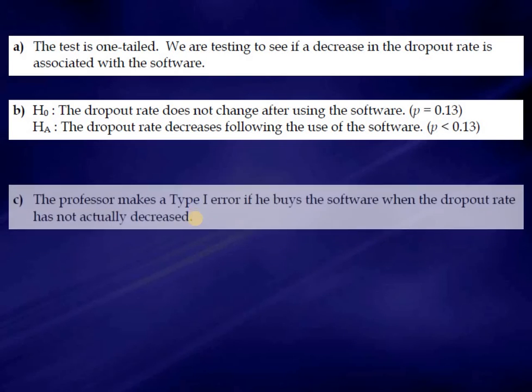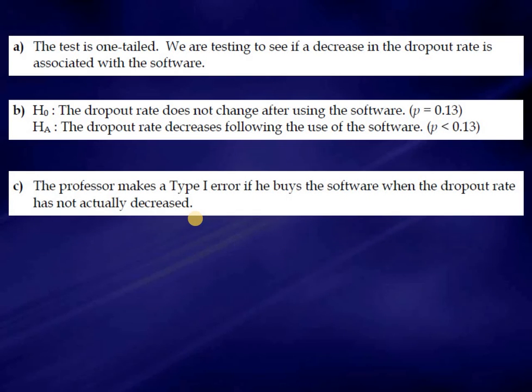true. So the type 1 error is if they go with the software, thinking it's going to help, but in fact it doesn't. Happens all the time in education. Some of these presentations are like, oh my gosh, you've cured cancer. If we use these textbooks, everything is going to be, no, they're just really good presenters.